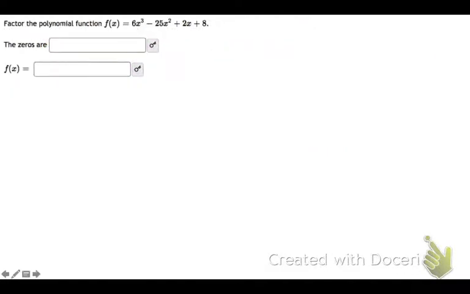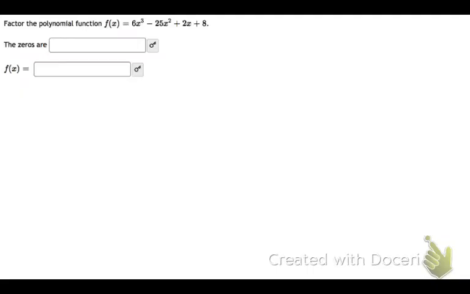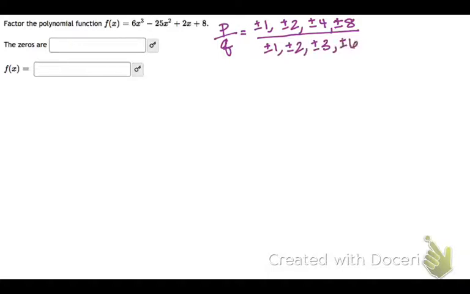And let's do this one. So we're given this polynomial function and we want to find the zeros of it. So first, check if it factors. This one does not factor. So then we have to do the P over Q, which is going to be factors of 8. So we have 1, 2, 4, and 8, over factors of 6, which is 1, 2, 3, and 6.